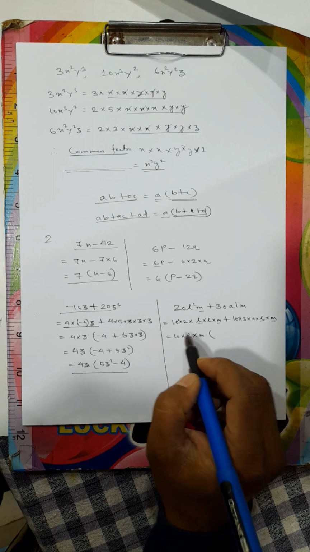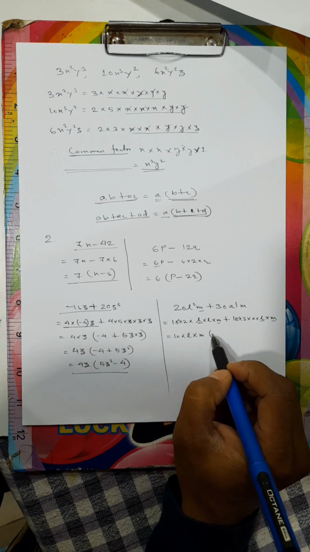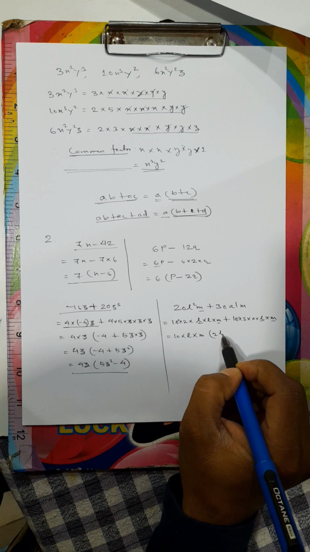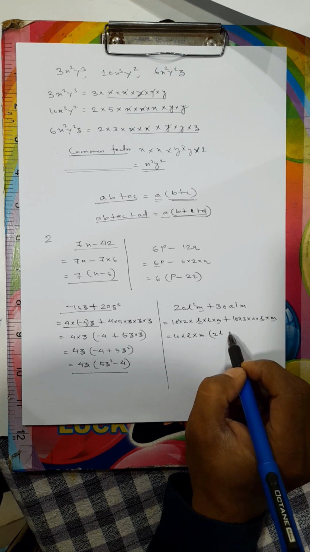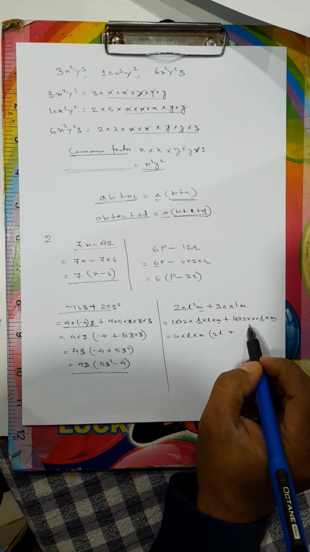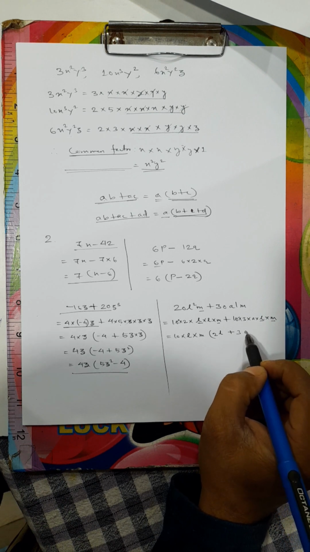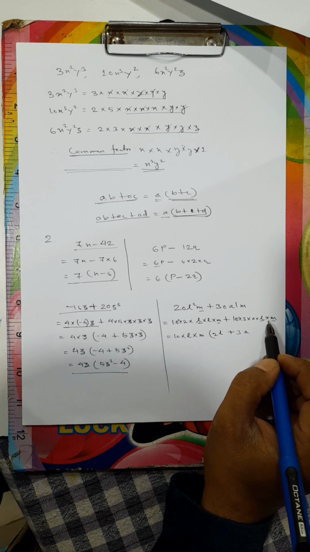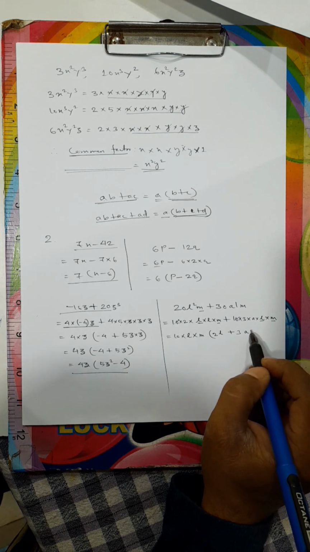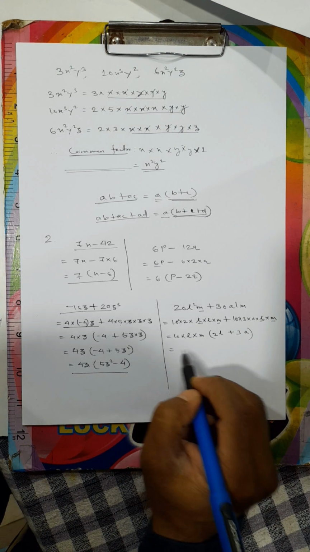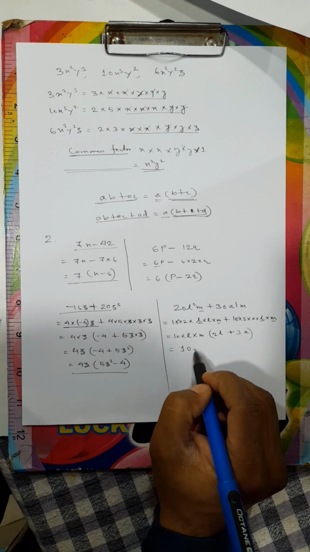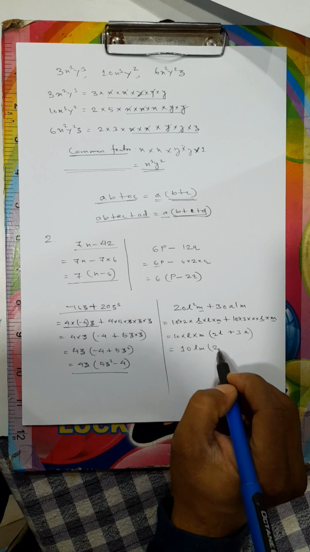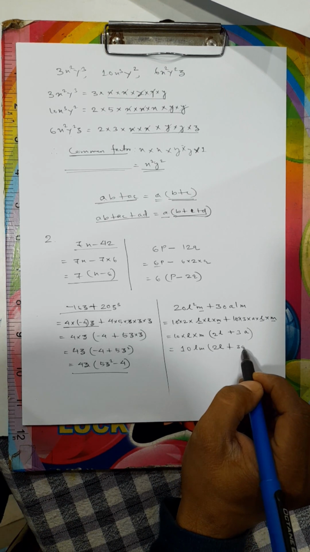So what is being left out in the first term here? Twice of L, plus, what is being left out in the second term? 3 into a only, right? So it is 10 L m multiplied by twice of L plus 3a.